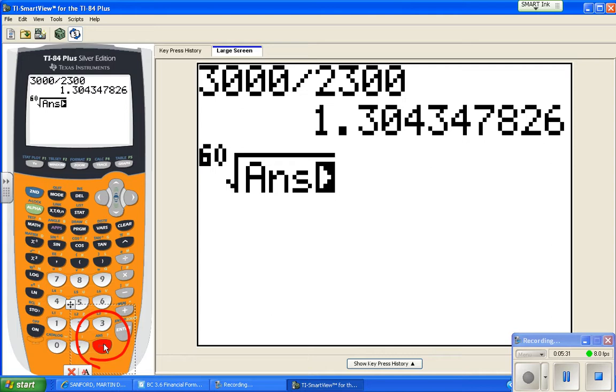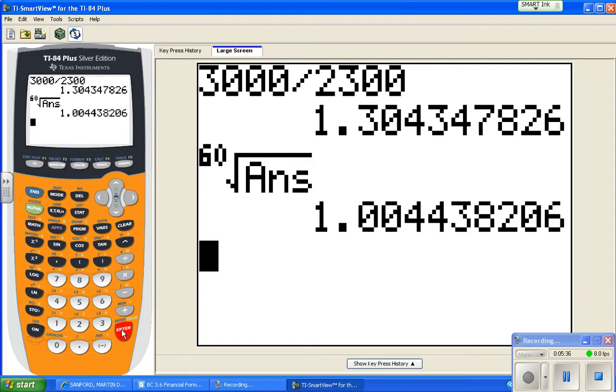Okay, and oh, I still have something going. Oh, I need to get rid of that. Sorry. Okay, so I'm going to hit enter. There we go. Okay, again, be very careful with rounding.